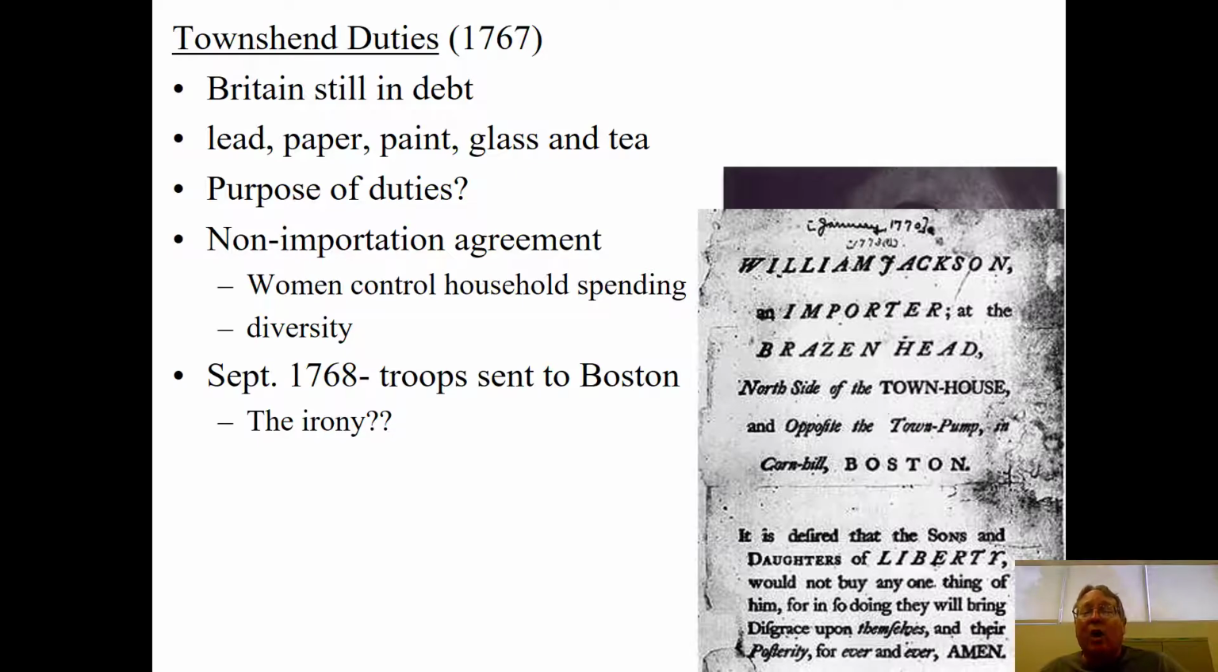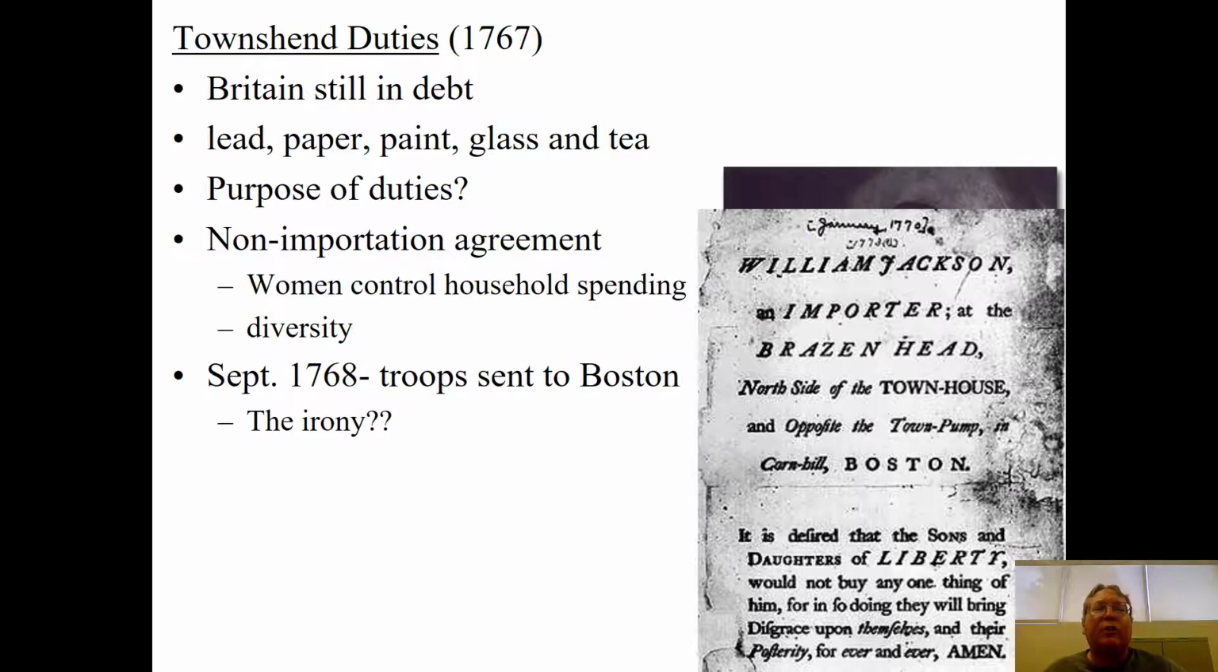The irony of all of this is these troops are being sent to Boston to help collect these taxes, to help protect people like William Jackson and people paying their taxes. And who has to pay for these troops to come and protect the British government's interests? The colonists. They have to build the forts. They have to pay for food for these troops so that these troops can make them pay taxes to the government. This just makes them even more upset.